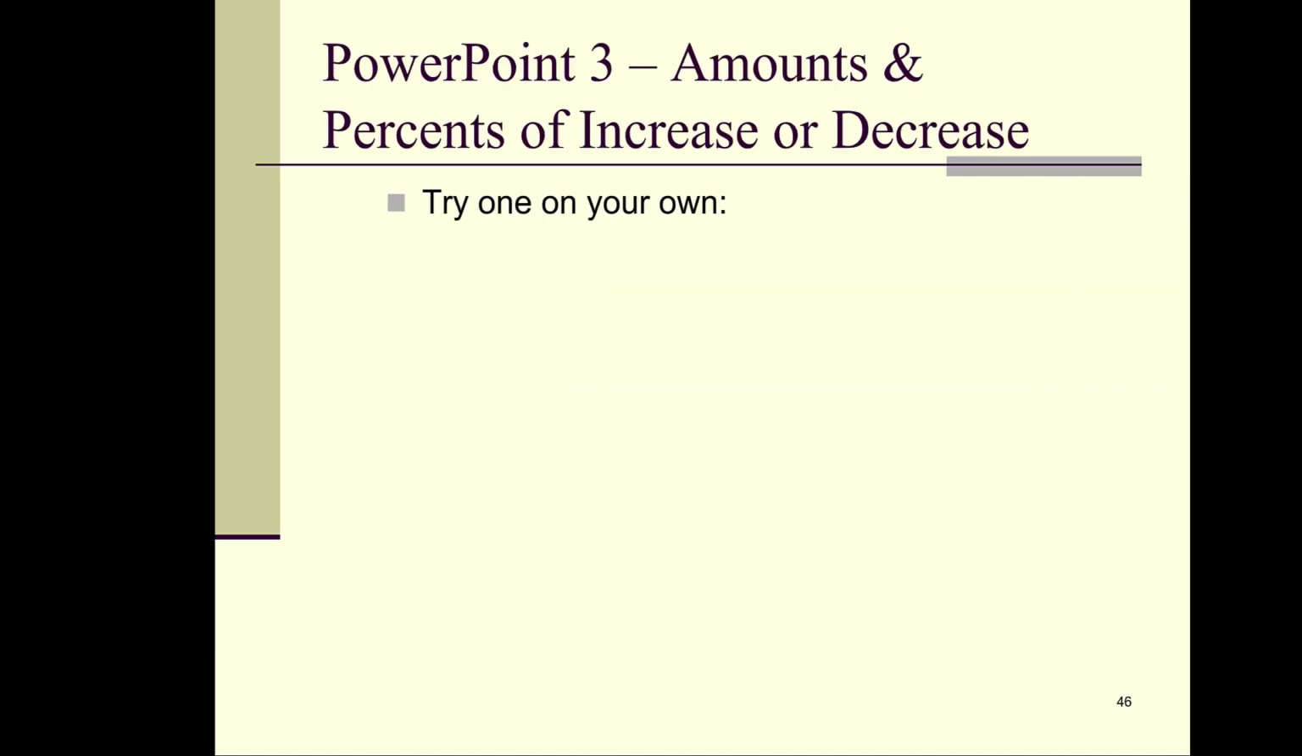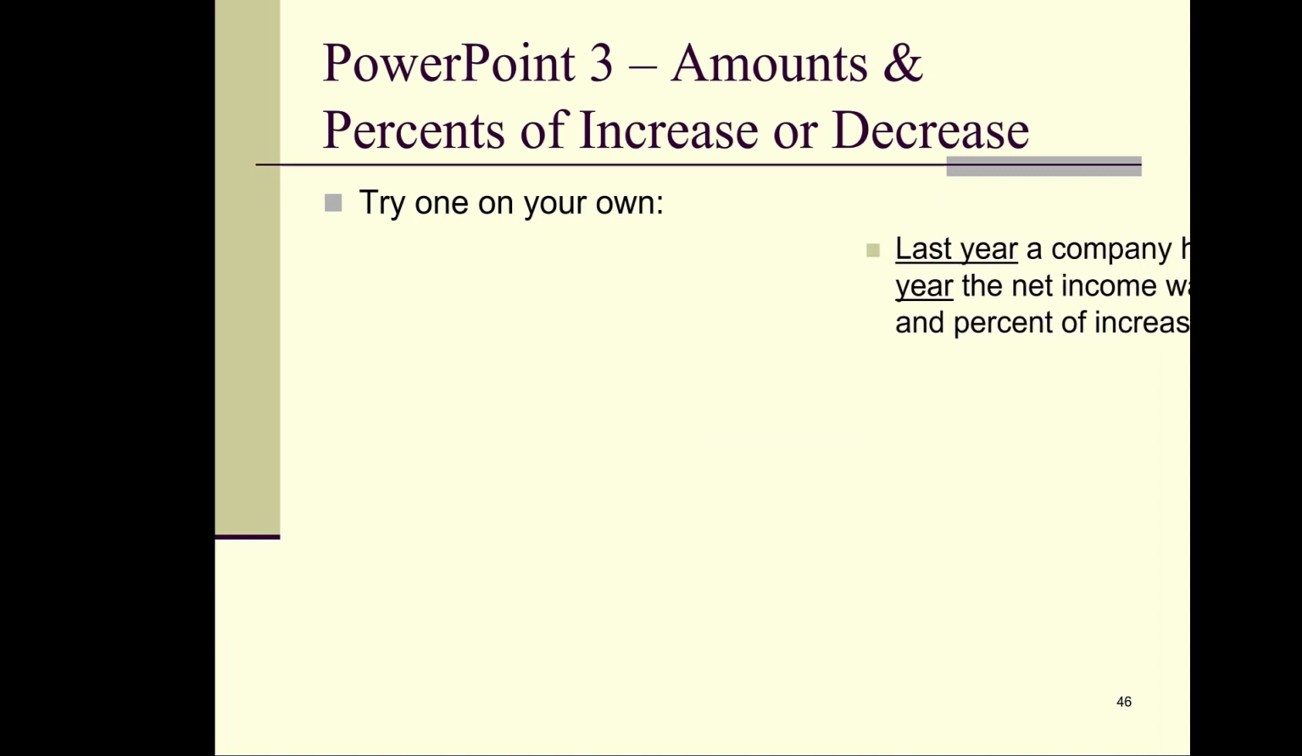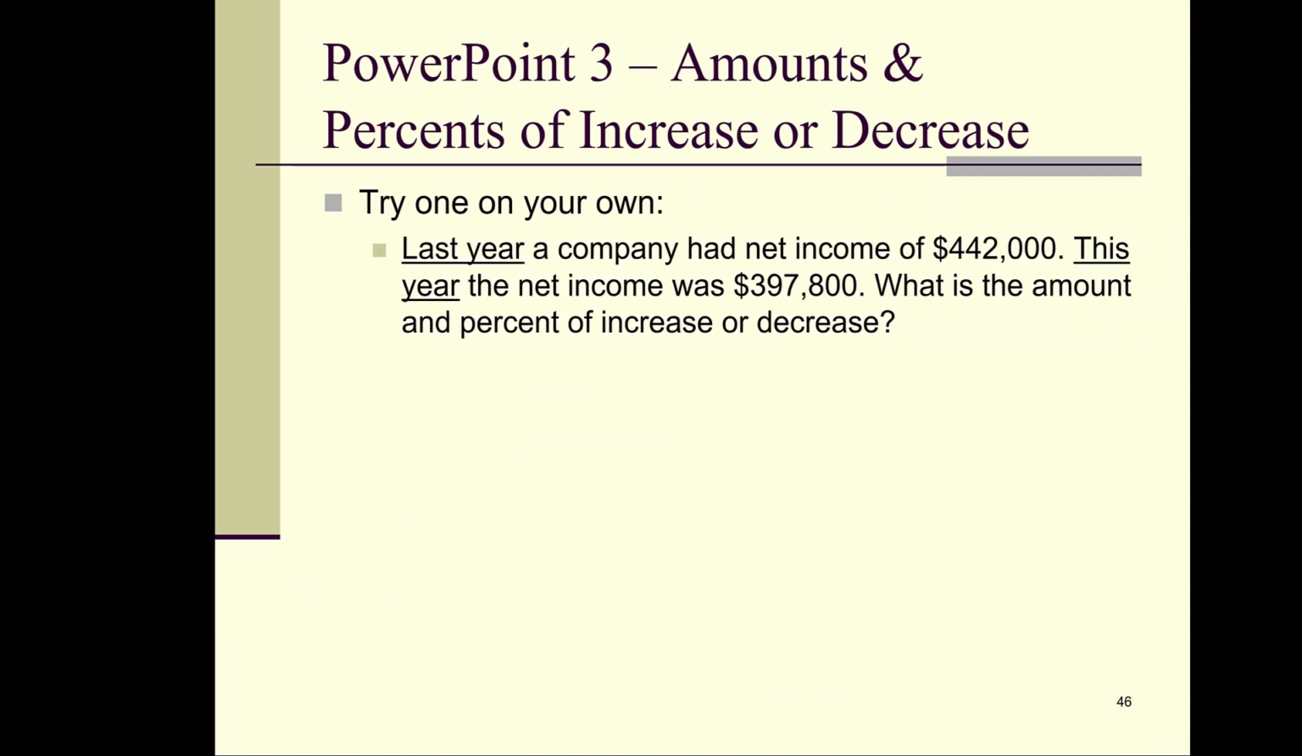Let's try another one. Last year, notice last year's underlined because that's important. Last year, a company had net income of $442,000. This year, the net income was $397,800. What is the amount and percent of increase or decrease? Well, now make sure you understand which year is the new year, which year is the last year.